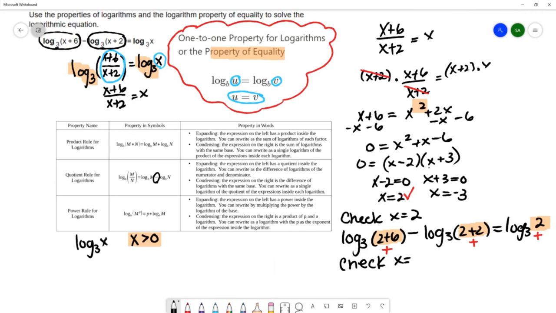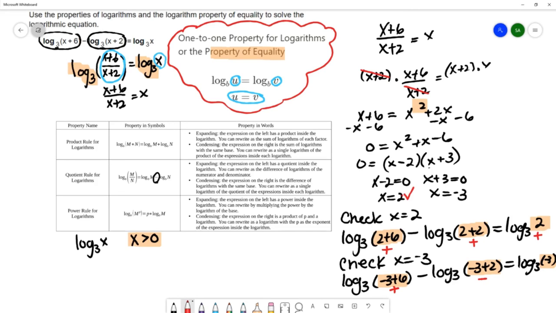We'll do the same thing for x equals negative 3. So we're going to check x equals negative 3, and that gives log base 3 of negative 3 plus 6, minus log base 3 of negative 3 plus 2, equals log base 3 of negative 3. So I'm checking each expression inside the log. The first one, negative 3 plus 6, is a positive 3. Negative 3 plus 2 would give you a negative 1. So that expression would be undefined if we substituted negative 3 in, as well as this one here. And so that means that negative 3 cannot be a solution to this log equation, and we're going to exclude it. So the only solution to this log equation is x equals 2.